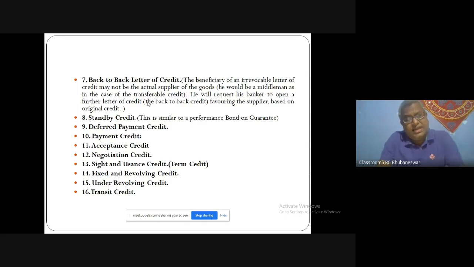through which an exporter can export the goods, and on behalf of the exporter the bank acts as a middleman who can look after the transferable credit and pay the particular amount in time. That is the way through which the letter of credit is necessary.